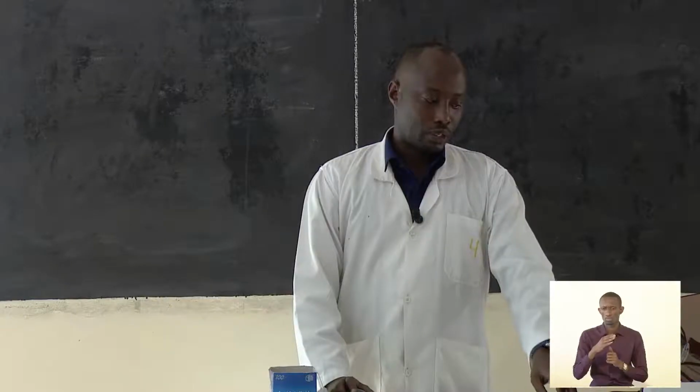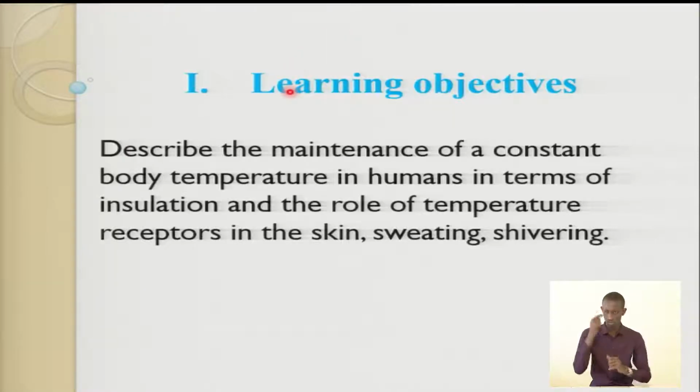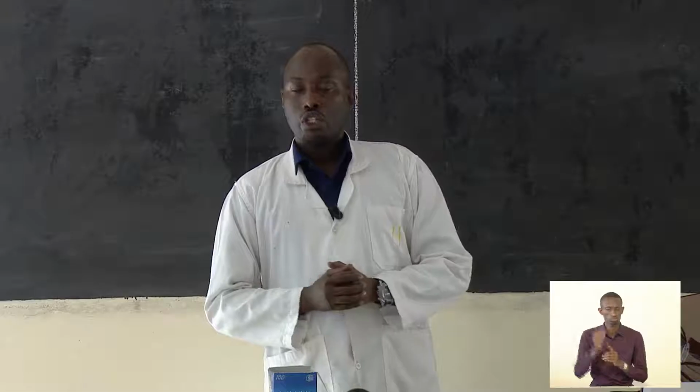So let's start our lesson, and go through the learning objectives. The learning objective of the lesson is to describe the maintenance of a constant body temperature in humans in terms of insulation, and the role of temperature receptors in the skin. We also have to discuss sweating and even shivering. So let's go through the introduction.